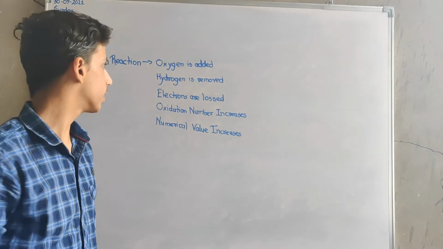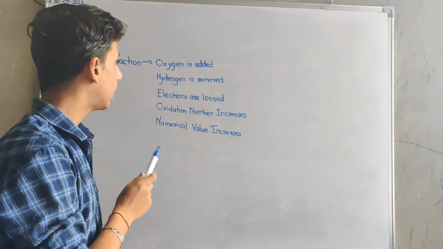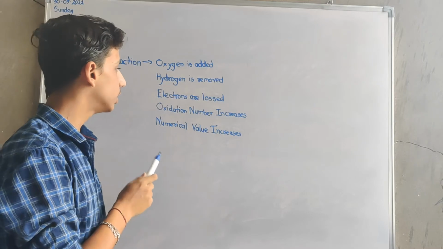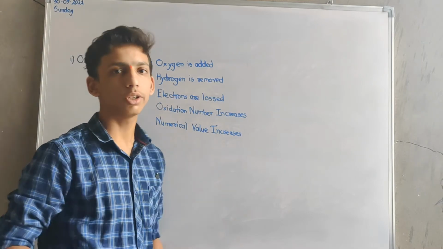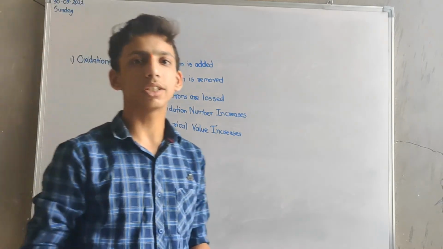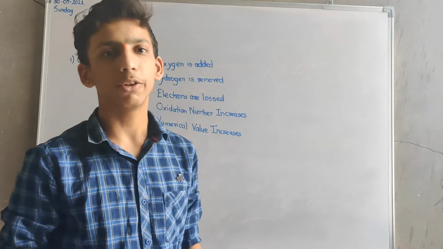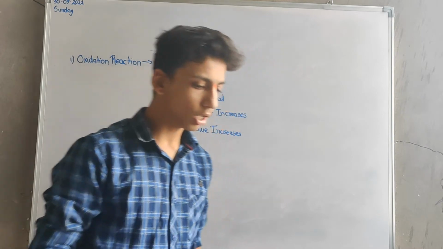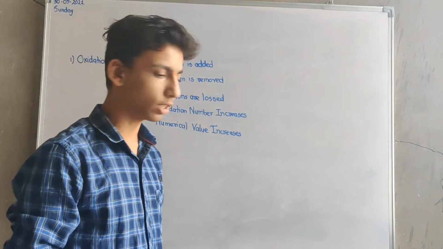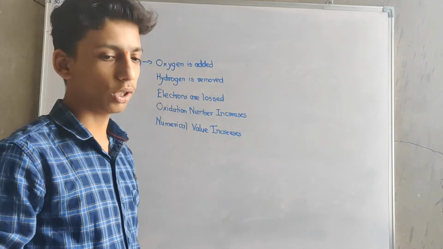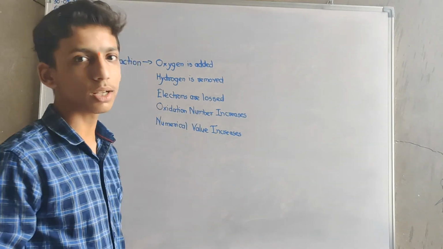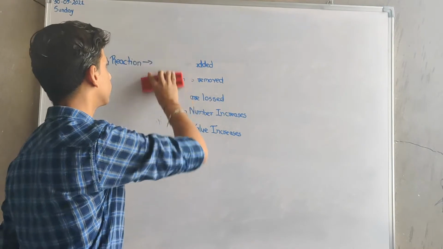So, in an oxidation reaction, oxygen is added, hydrogen is removed, and electrons are lost. Then the oxidation number increases and the numerical value also increases. In board examinations, we are given reactions and told to find out whether they are oxidation or reduction reactions. To find the oxidation reactions, these are the 5 points. In this way, we can find out the oxidation reaction. So, let's take some examples of oxidation reaction.